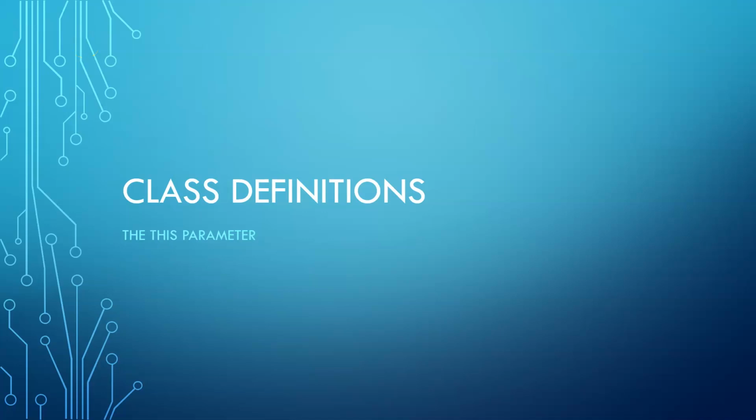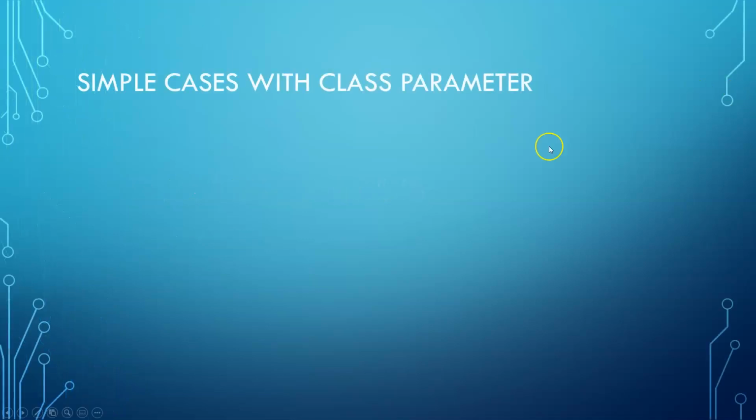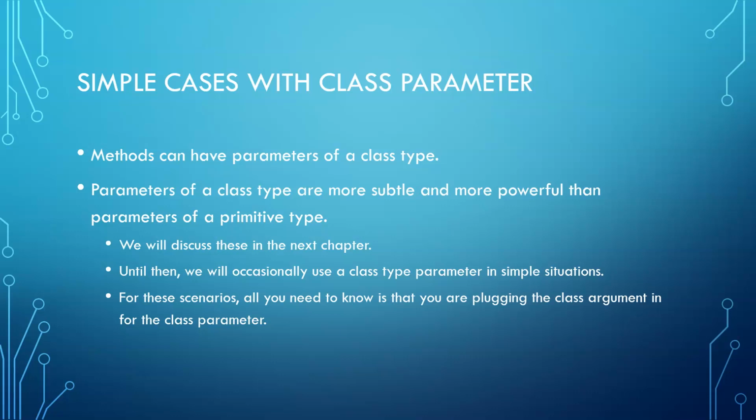And welcome back, students. As we continue discussing class definitions, today we're going to discuss the this parameter. So, simple cases with class parameters. Methods can, of course, have parameters of a class type. It doesn't have to be simply restricted to that of primitive types such as int or double. Parameters of a class type are a bit more subtle and more powerful than parameters of a primitive type.